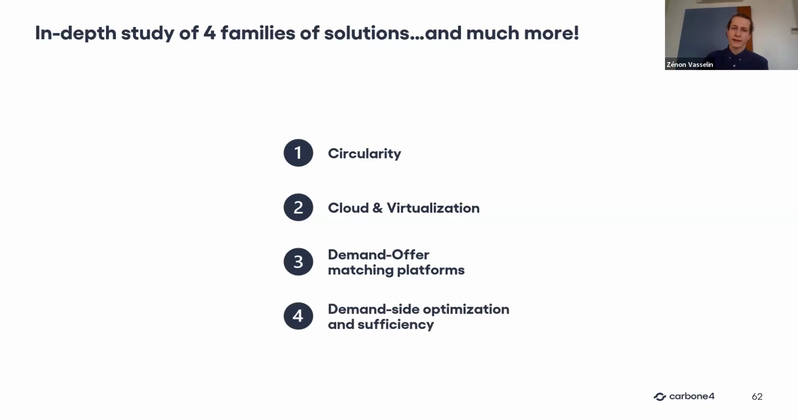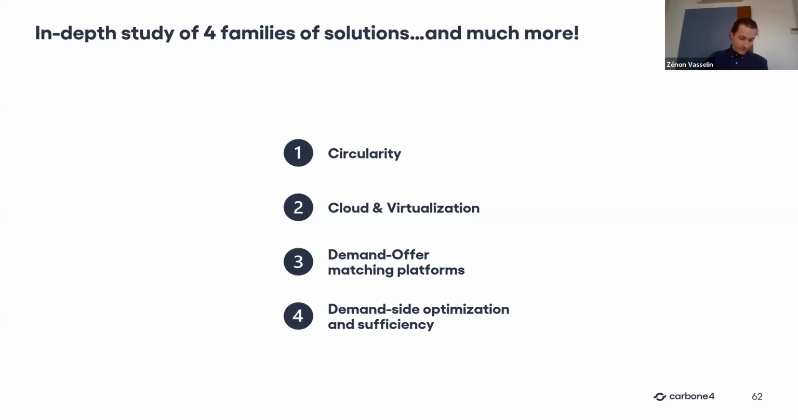And finally, demand-side optimization and sufficiency. This is closer to the example of the water heater we have seen today, some device that brings information to the end customer, helping him or her have a more responsible behavior or a more responsible consumption, and sometimes forcing him, for instance, if you change the default resolution on video platforms, this could be seen as demand-side sufficiency, and forced sufficiency, I should say.